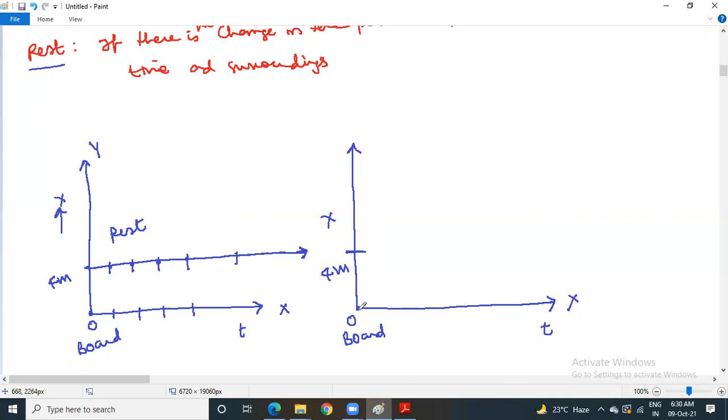After the bell, students are slowly walking out. You are walking out. After 1 second, you may be at 5 meters. After 2 seconds, you may be at 6 meters. After 7 seconds, you may be at 8 meters. Of course, this may not happen in the real picture, but okay, let us assume that. So the object is getting equal change in the position. So what does it mean? There is change in the position of the object with respect to time and surroundings. So therefore the object is in motion.